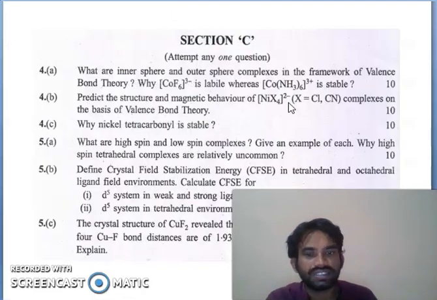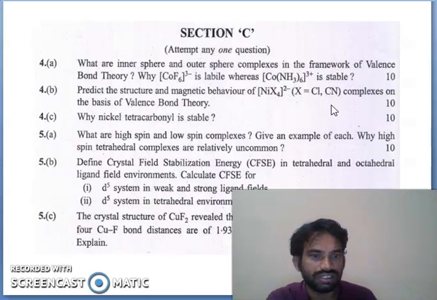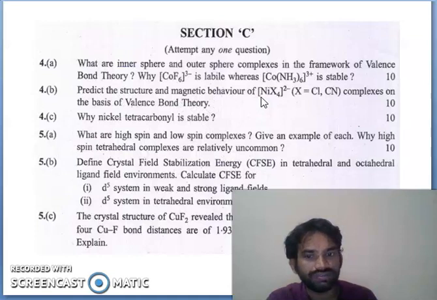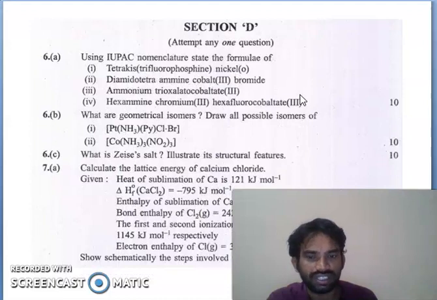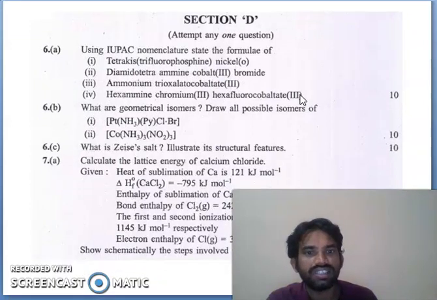You can see section C, a few of the questions I pasted here. You can see valence bond theory and predict the structure and magnetic behavior. Why is nickel tetracarbonyl stable? You can see section D, IUPAC name, factor of these questions, especially section D. You can see section E also.